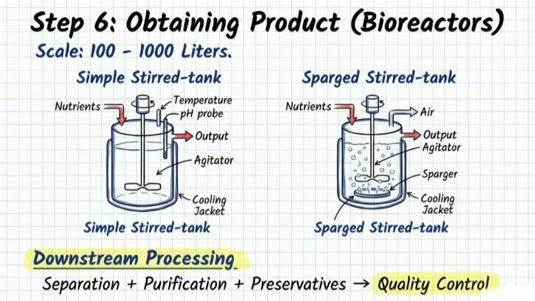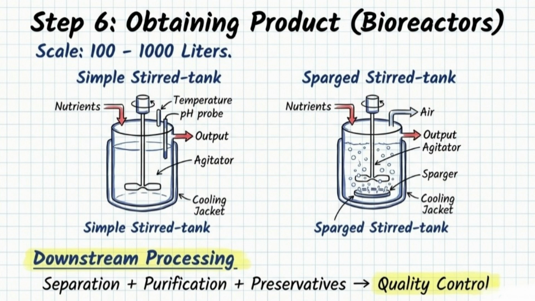Next topic: Step 6, obtaining product, bioreactors. Step 6 is obtaining product using bioreactors. The scale of production is usually between 100 to 1000 liters. There are two main types of stirred tank bioreactors. First, simple stirred tank bioreactor. In this type, nutrients are supplied into the tank. It has a temperature and pH probe to monitor conditions. An agitator is present for proper mixing. A cooling jacket helps maintain temperature. The final product is collected through the output.